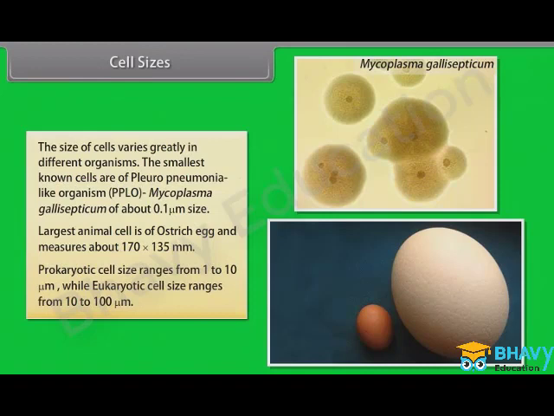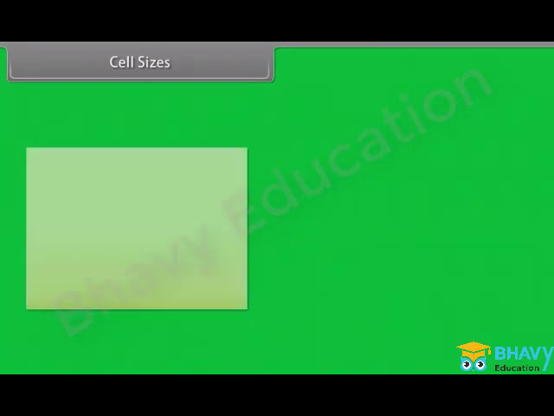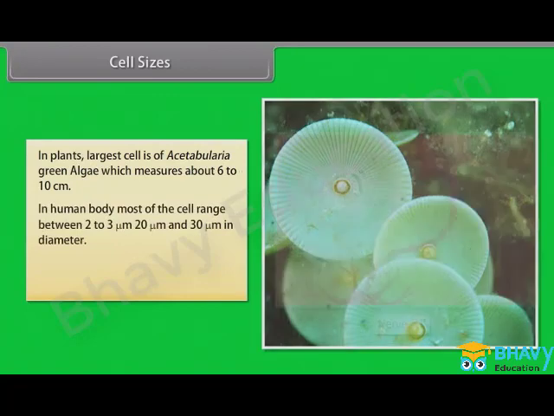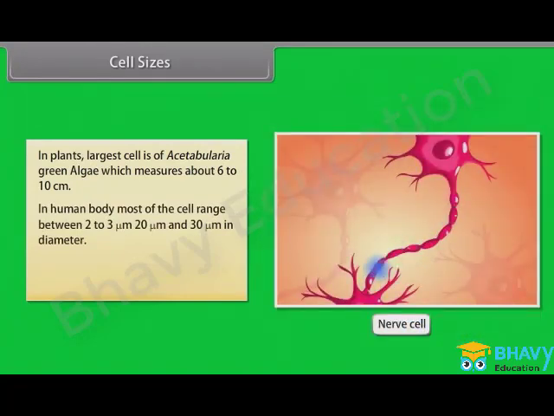Prokaryotic cell size ranges from 1 to 10 micrometer, while eukaryotic cell size ranges from 10 to 100 micrometer. In plants, largest cell is of Acetabularia, green algae, which measures about 6 to 10 centimeter. In human body, most of the cells range between 2 to 3 micrometer, 20 micrometer and 30 micrometer in diameter. Nerve cells is the longest cell in human body, about 3 feet long.